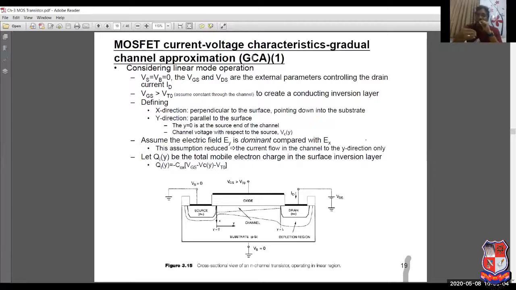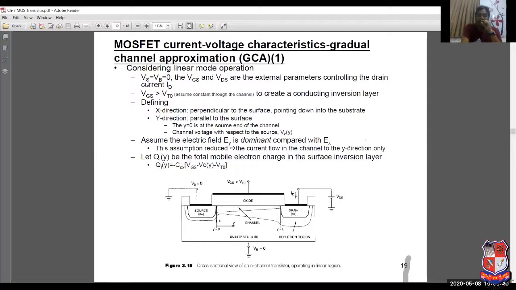approximation. Before we start deriving the ID values in the linear and saturation conditions, let's first understand some assumptions of this gradual channel approximation. Why are we saying this is an approximation? Because we are considering only a 2D model. Here we are not considering the width of the channel. We are only considering the length of the channel. So we assume that the movement of electrons in the width direction is exempted. We are only considering the linear movement in the channel. That is the first assumption.